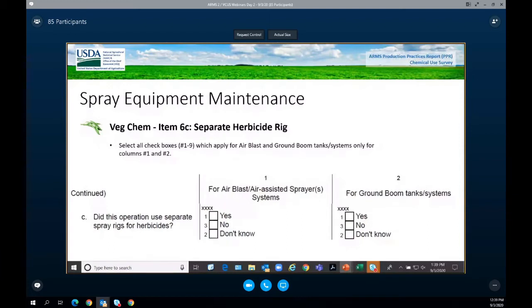A lot of times, especially when growers are rushed to get in lots of applications, or just don't have the practical means to do as good a job cleaning a system after a herbicide as they would like. Some growers just reserve a whole spray setup for herbicides only and use a different spray rig for their fungicides and insecticides. So that's a straightforward yes, no, and again, broken down between air-assisted and standard ground.